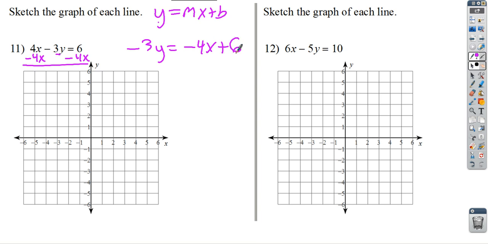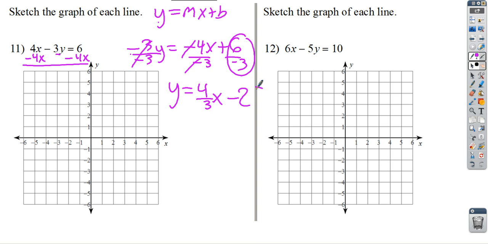Then I want it to be y equals, not negative 3y equals. So to get rid of the negative 3, I divide by negative 3. And we're going to get y equals negative over negative cancels and becomes positive 4 over 3x. 6 over negative 3 is minus 2. So there's our slope-intercept form. The y-intercept is right there. It's negative 2, so I'm going to put a dot at negative 2.